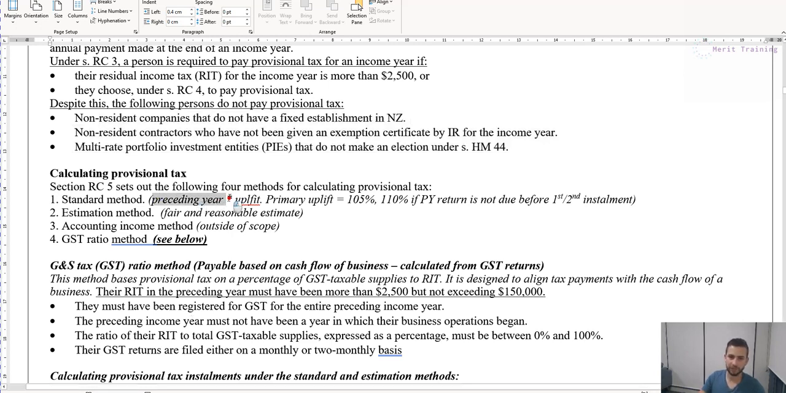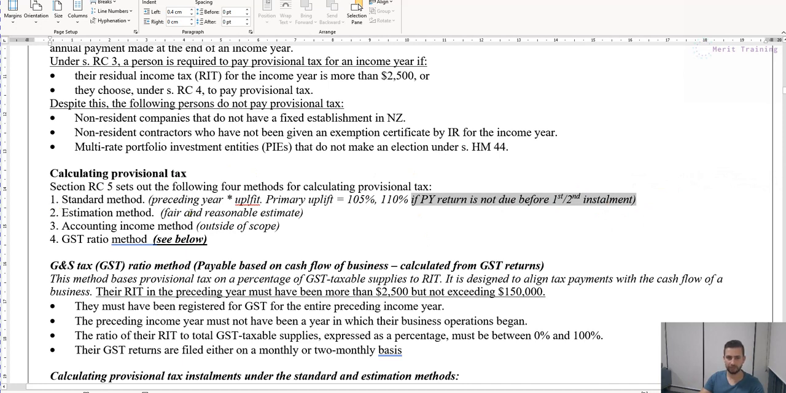You basically take your preceding year, times it by your uplift, and the rates are over here. And that's it. So primary uplift 105%, or 110% if the prior year return is not due before the first or second installment. So it's either one of these rates. You just take whatever your income was last year, times it by 105% or 110% if you satisfy this, and that's how much you have to pay for the year. And obviously just divide it by the number of installments you actually have to make.